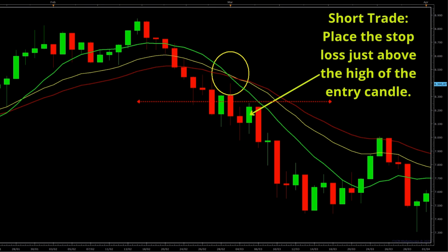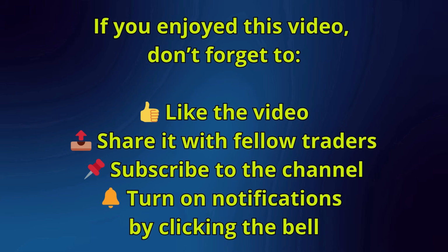Regarding profit targets, a simple method is to aim for a fixed risk-to-reward ratio, like 1:1.5 or 1:2. We can cover more advanced exit strategies in a future video, so let me know in the comments if that's something you want to see. And that completes our guide to the bow tie strategy.